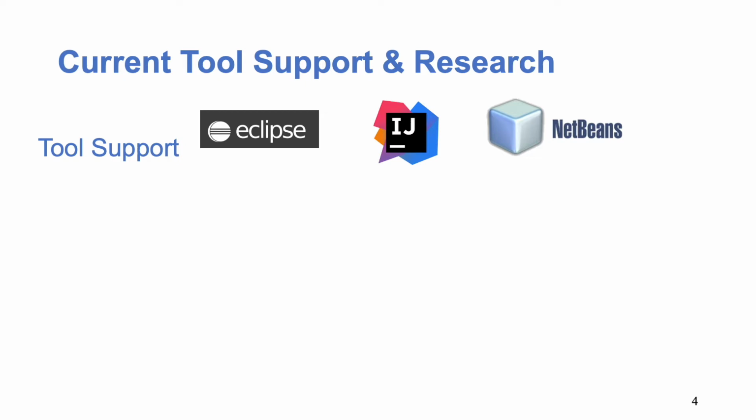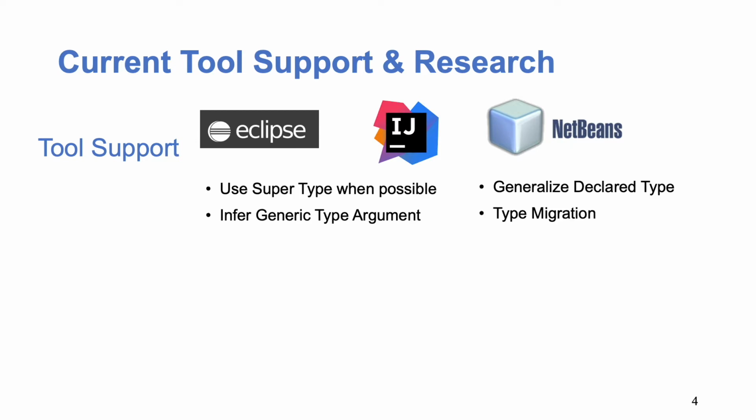Now that we know what type changes are and why they are performed, let's look at the state of the current tool support and research. The state of the practice IDEs like IntelliJ, Eclipse, and NetBeans provide very minimal support to perform type changes when compared to other refactorings. They provide features like use supertype when possible, infer generic type arguments, and generalize declared type. IntelliJ and Eclipse also provide some support in the form of change method signature and type migration.